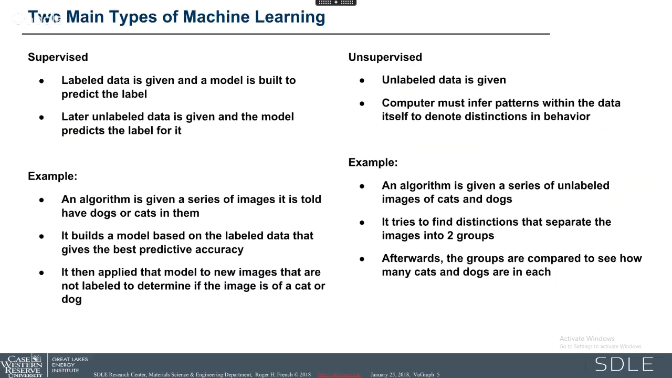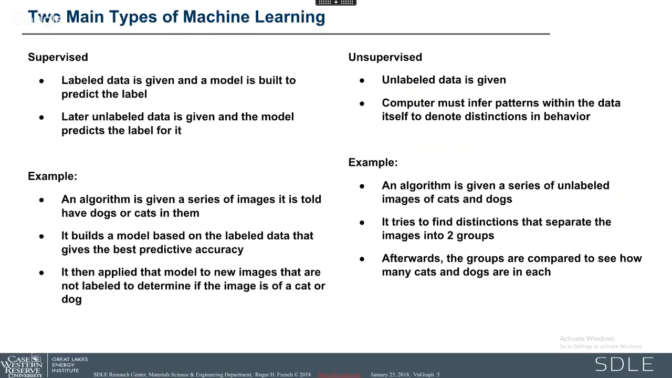So there are two main types of machine learning, denoted as supervised and unsupervised. And what these have to do with is how the data is given to the machine. So in supervised learning, it is given labeled data. So it's given a set of data that it knows the answer to, and then it builds a predictive model based on that. And then if you give it unlabeled data, it will return a prediction of what the response is for the given data.